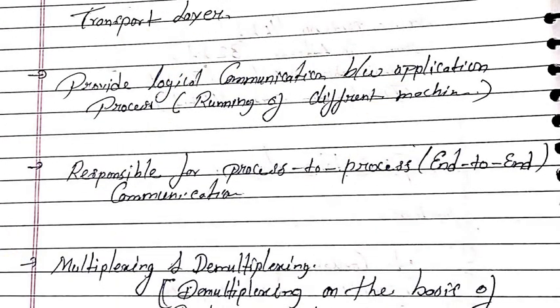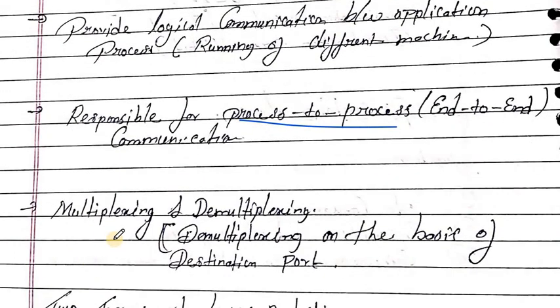Now here's the transport layer. The transport layer provides logical communication between application processes which are running on different machines. It means that it provides communication between hosts which are on different machines, at a distance. It is responsible for process-to-process communication, or end-to-end communication, between the two machines.